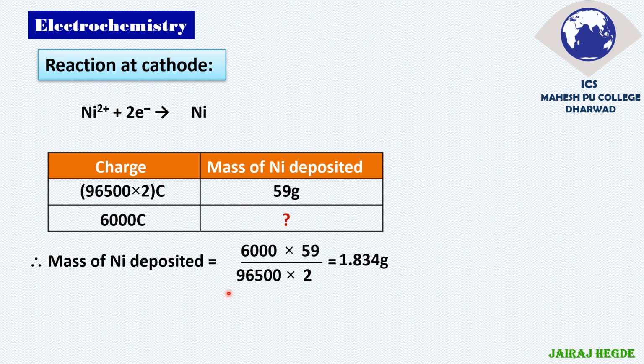This is the logical method. I can also do it in a formula method, which is very simple. W is equal to Z I t. Z will be equal to the atomic mass of nickel, 59, divided by 2, where 2 is the number of electrons exchanged, and F will be 96,500. So Z is 59 divided by 96,500 into 2, and this will be multiplied by the product of I into t. It comes to the same 1.834 gram.